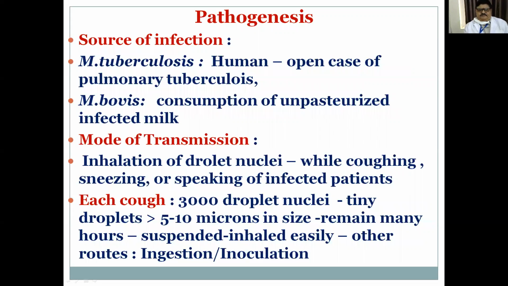So from where can tuberculosis affect? An open case of pulmonary tuberculosis. In Mycobacterium bovis, as I told you earlier, it is unpasteurized and infected milk. Mode of transmission is inhalation of droplet nuclei. As I told you, it can stay alive for 8 to 10 days in droplets. Coughing, sneezing, or speaking to infected patients, definitely. Each cough releases around 3,000 droplet nuclei, tiny, about 5 to 10 microns in size.